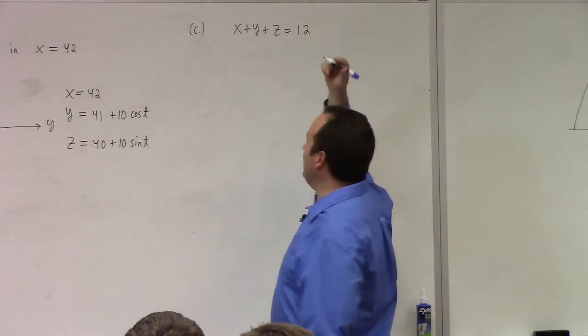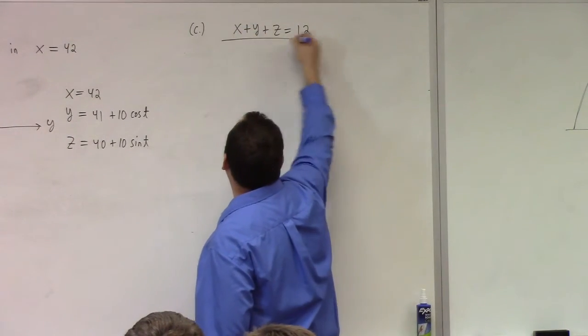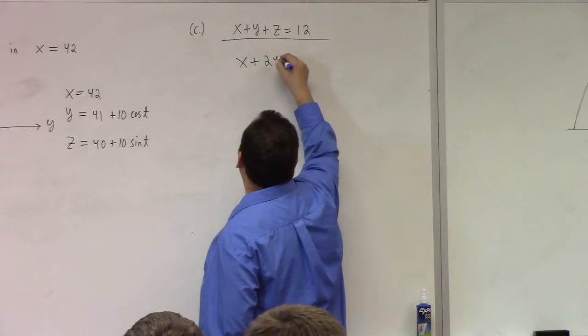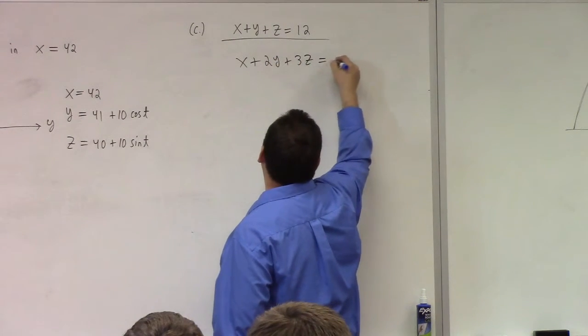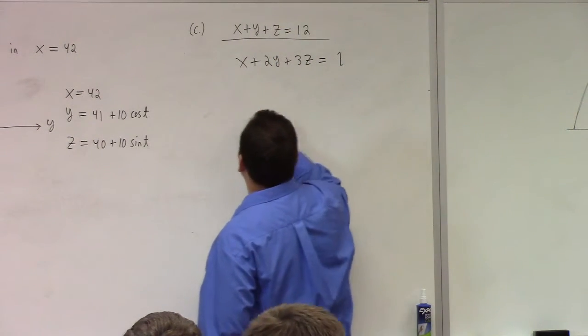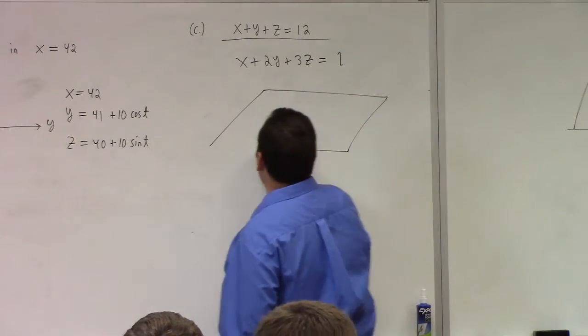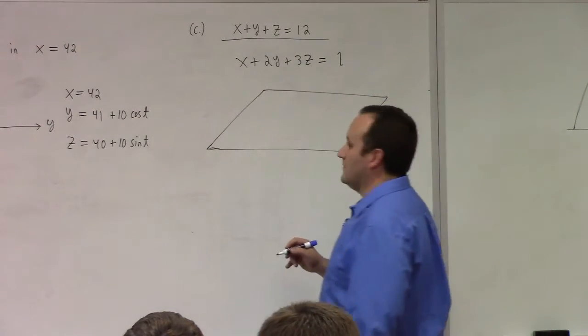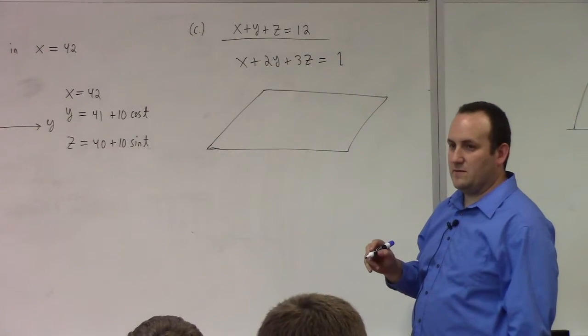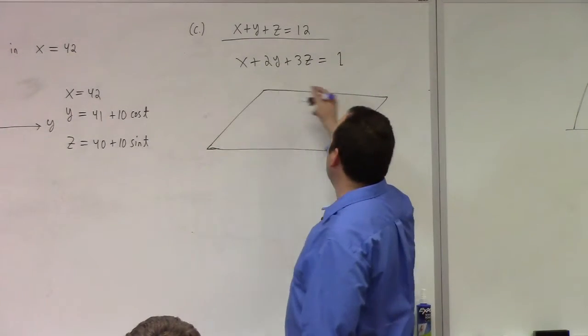So let's see here. What if I had, instead, let me just change the problem a little bit. What if I had x plus 2y plus 3z equals 1, a plane, and I need to pick some point on the plane to put a circle. What's a point on this plane?